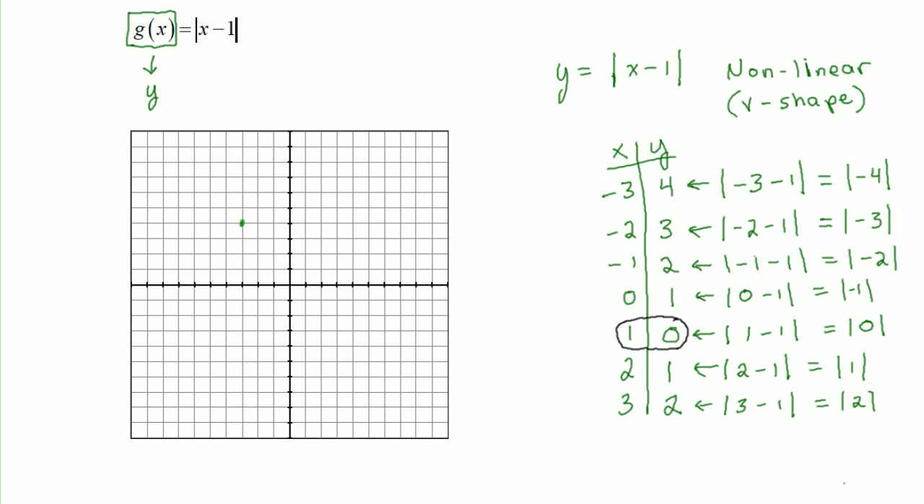So negative 3, 4, negative 2, 3, negative 1, 2, 0, 1, 1, 0, and then it turns back around, 2, 1, 3, 2. This is definitely enough that we can get a pretty good idea of what the shape is overall. So I'll go ahead and fill in the two pieces here of my V.